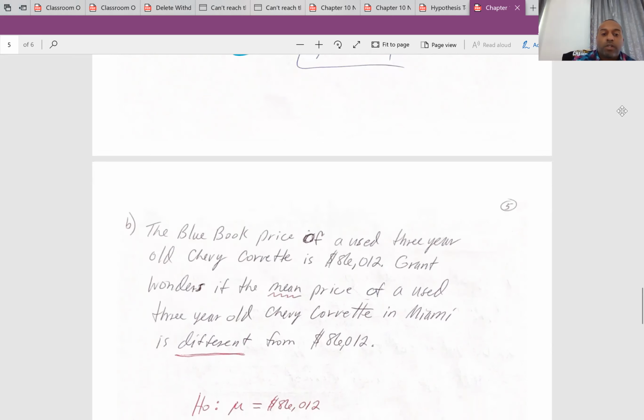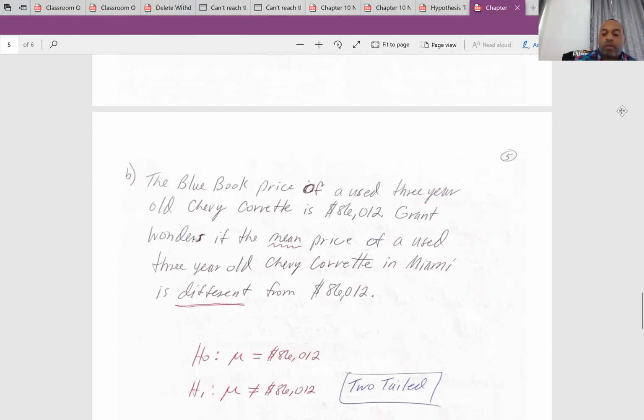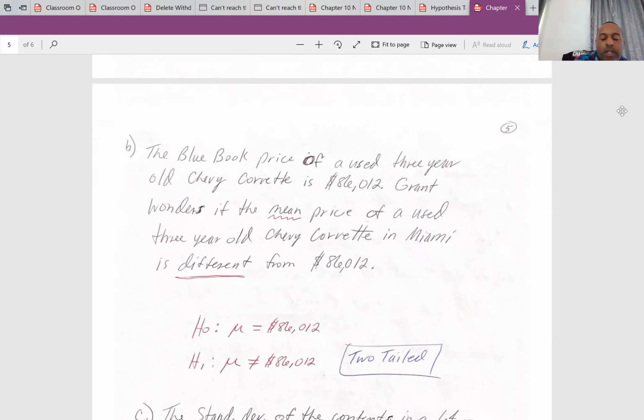All right, so here's the null hypothesis and alternative hypothesis for this one. Notice this time we're dealing with the mean price, so I use the mean symbol, mu. Once again, this is equal. The value that we were comparing is 86,012, so both of those will be that. Both of these will have the same symbol, both of these numbers will be the same, and equal will always be there.